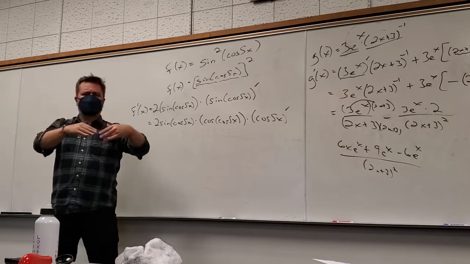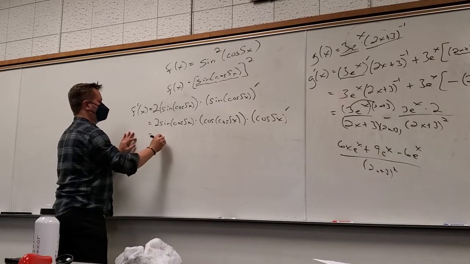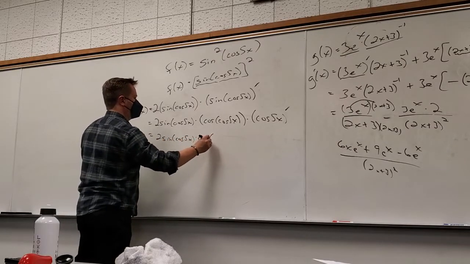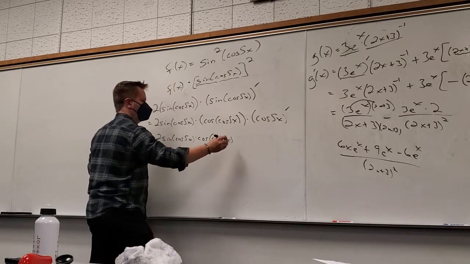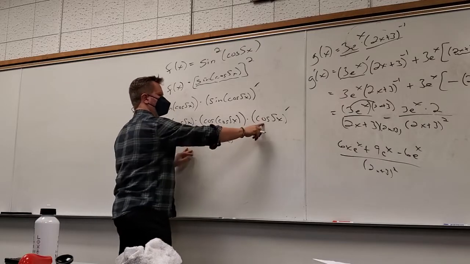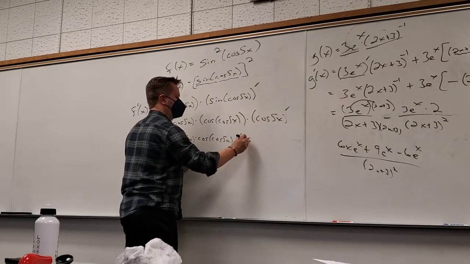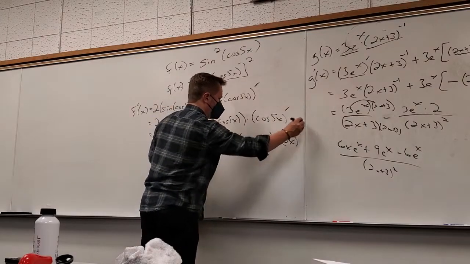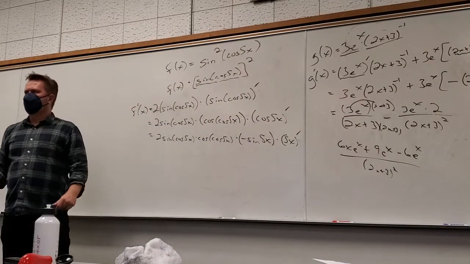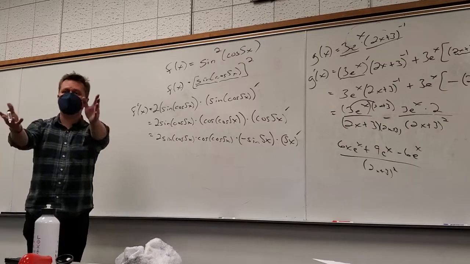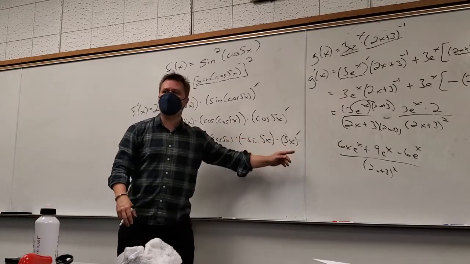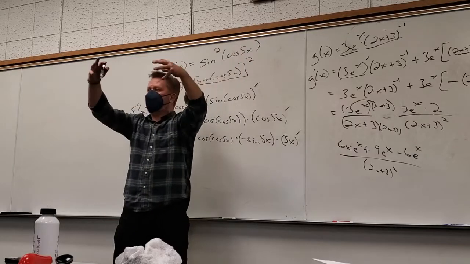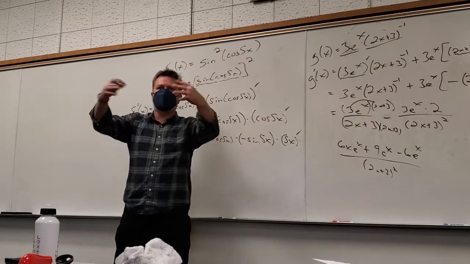As it comes up. Okay. So I got 2 sine cosine 5x times cosine 5x. What's the derivative of cosine? Negative sine of the thing times the derivative of the inside, which is just 5. Is there any more links to do after this? Of course not, because 5x is not a composition. It's just 5x. There's no other thing inside.